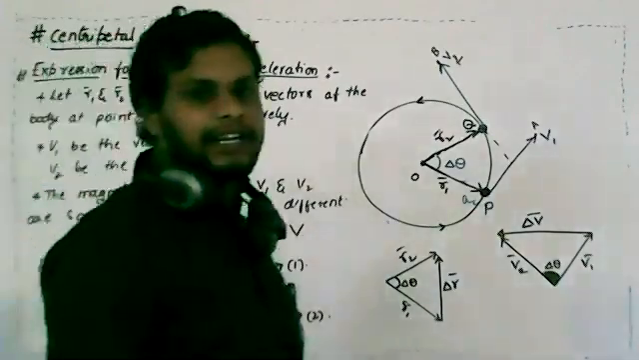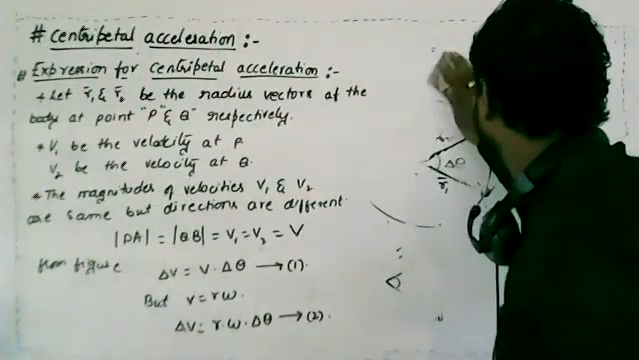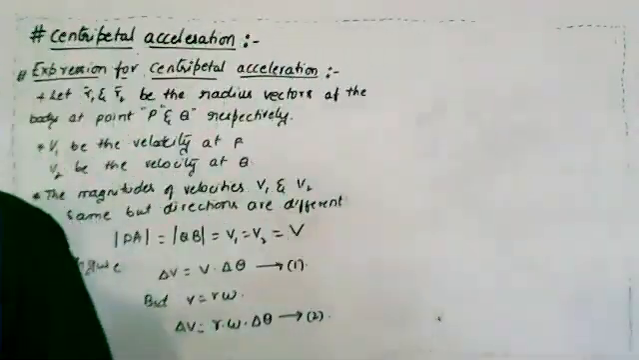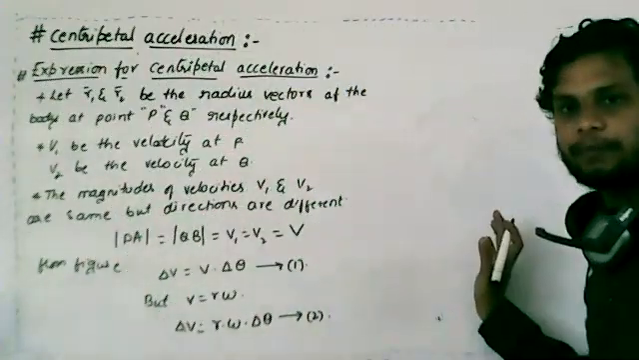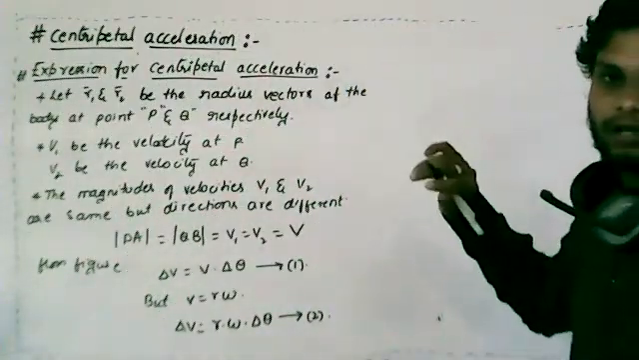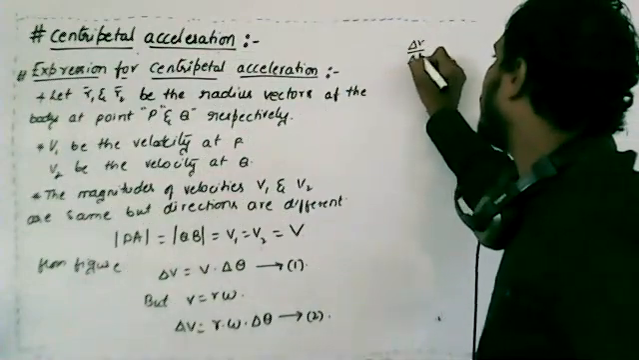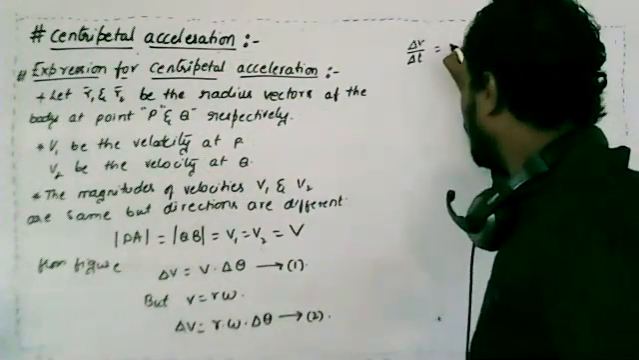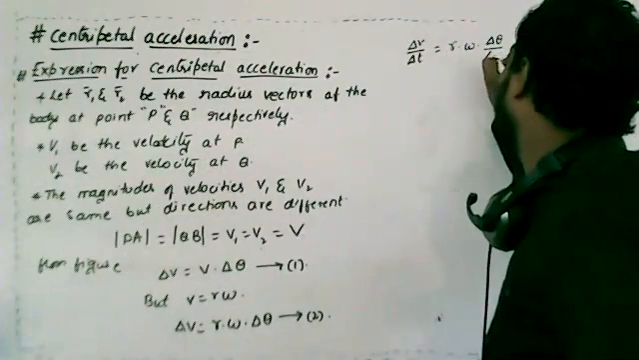Now I will divide equation number 2 by delta t, the time period. Why? Because in time delta t, the body moves from P to Q. Now delta v by delta t can be written as r omega into delta theta by delta t.